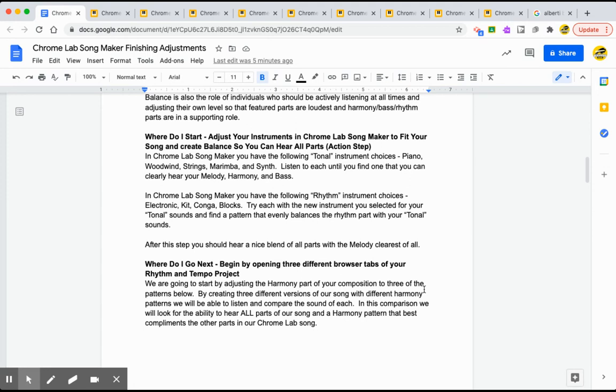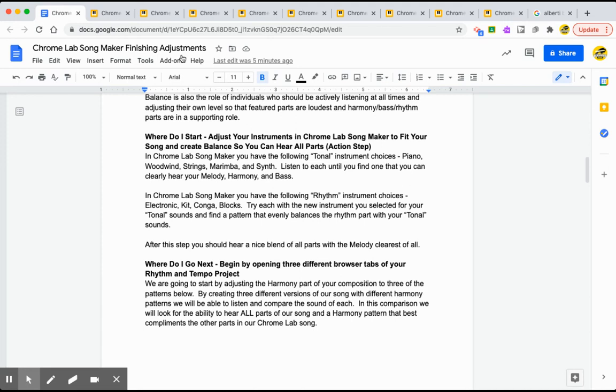Now, we have some different options, and we're going to start by adjusting the tonal instruments first. We have what's called piano, which a lot of us started the assignment with. I like that for composing. Woodwind, which is going to sound like flutes. Strings, which will sound like plucked violins, violas, cellos, or basses. A marimba, which is a mallet percussion instrument. And synth, which is going to be an electronic instrument.